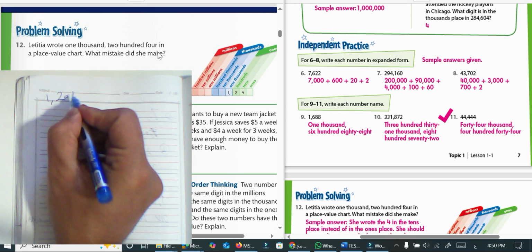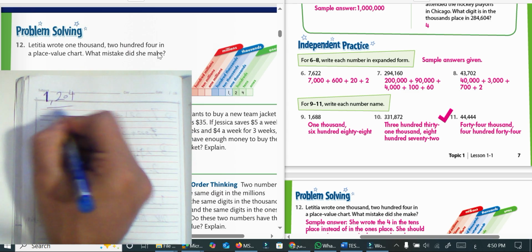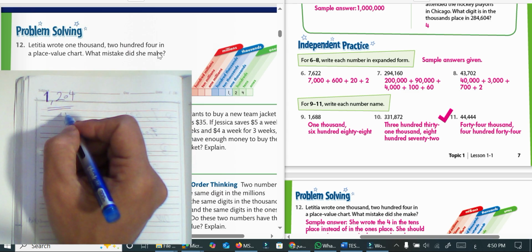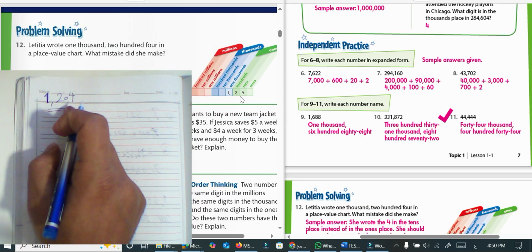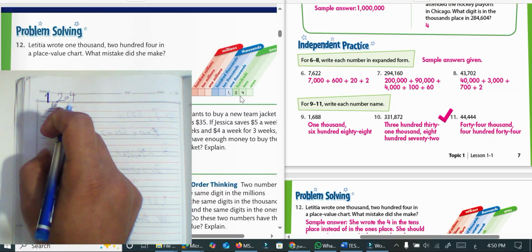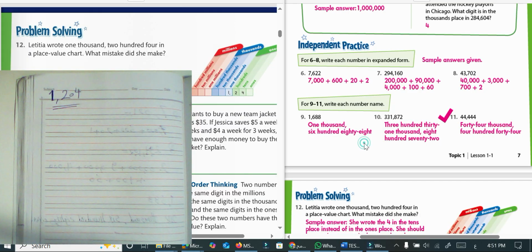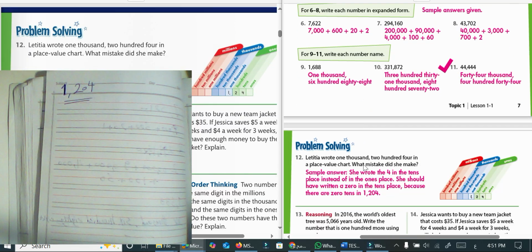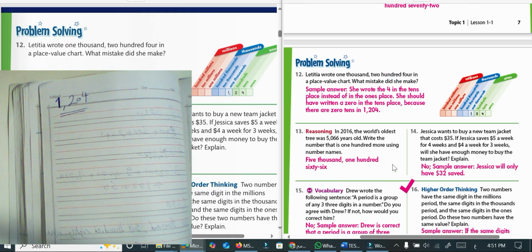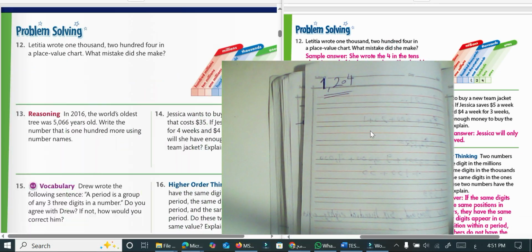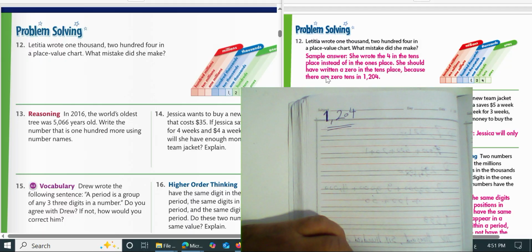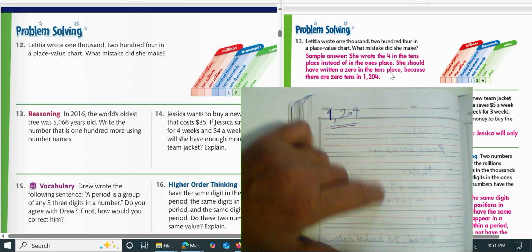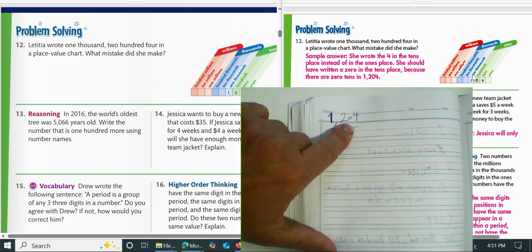1,204. This number we call 1,204, but she wrote it wrong. She must put 4 in the ones, 0 in the tens, 2 in the hundreds, 1 in the thousands place. So you must write the simple answer here. She wrote the 4 in the tens place instead of the ones place. She should have written 0 in the tens place.